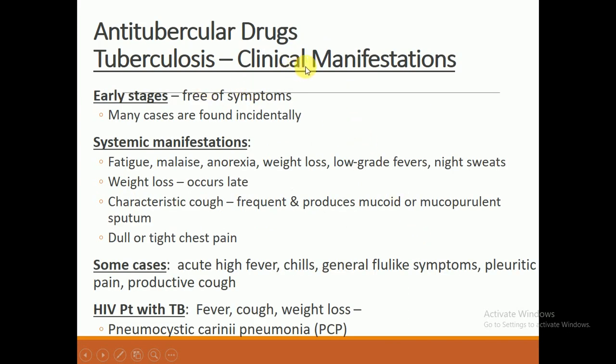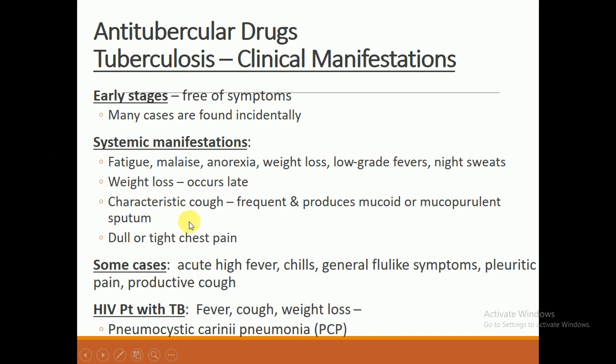Anti-tubercular drugs, tuberculosis, these are the clinical manifestations. In the early stages of tuberculosis, a person is free of symptoms, and in many cases it is found incidentally. Now look at the systemic manifestations: fatigue, malaise, anorexia, weight loss, low-grade fever, night sweats. Weight loss occurs especially in the last stage.